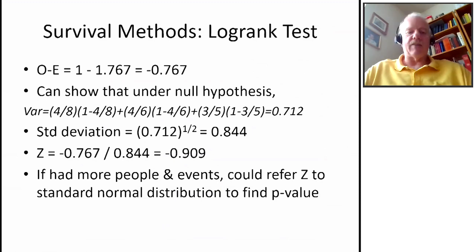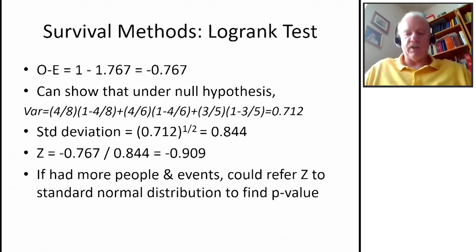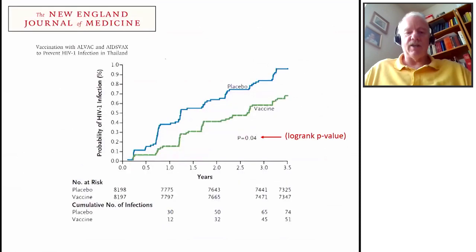But as I say, in any reasonable clinical trial, you will have lots of events. And so you could refer this Z-score to a standard normal distribution to be able to compute the p-value. And that's what was done here for that trial that I showed you. This p-value right here was computed using the log rank test.